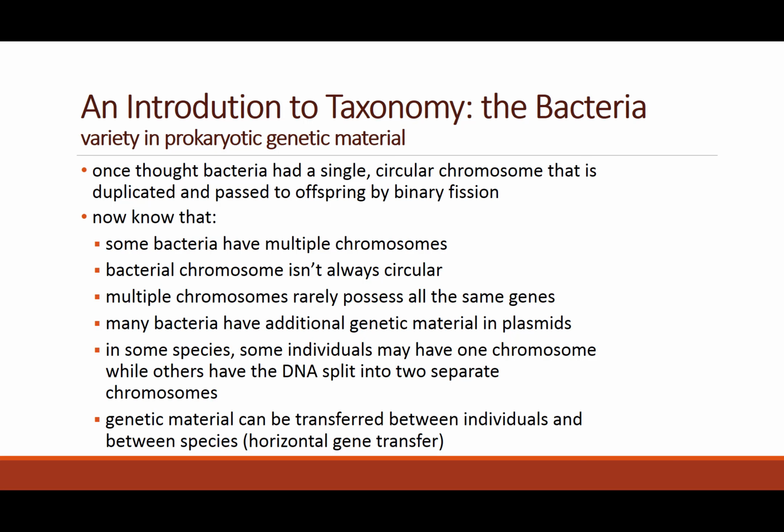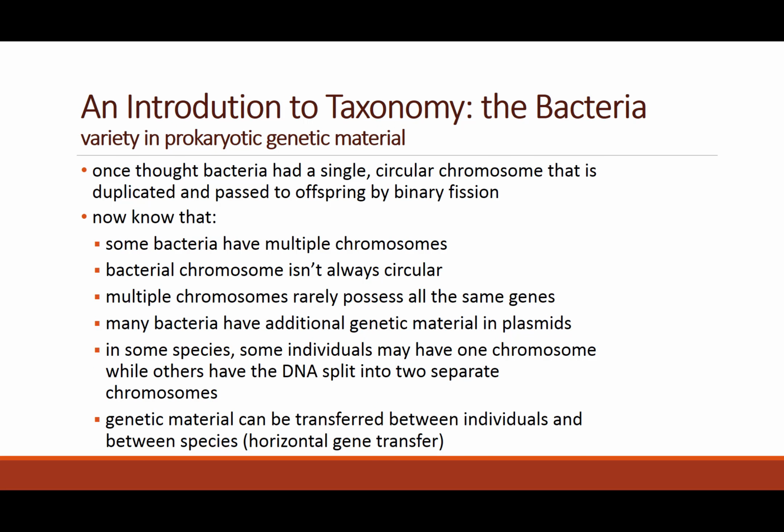Sometimes they can be straight chains, so a length of DNA rather than a circular piece of DNA. And when they do possess multiple chromosomes, then it's rare that each chromosome has the exact same genes in it. So they're not diploid in that sense. They don't have two copies of every gene, but instead their genome is spread out across multiple chromosomes.